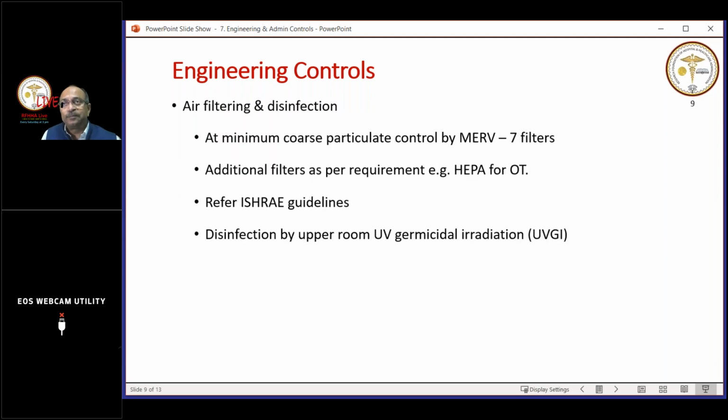The other example of engineering control is air filtration and disinfection. So you may have coarse particle control by having a kind of filters. You can have the HEPA filters for even better particle control, and you can look at the ISHRAE guidelines, where they provide a variety of filter options which can be used for almost every situation in the operation theaters. Here today we do not have the luxury or the opportunity to discuss various kinds of filters. However, the ISHRAE guidelines are very clear.